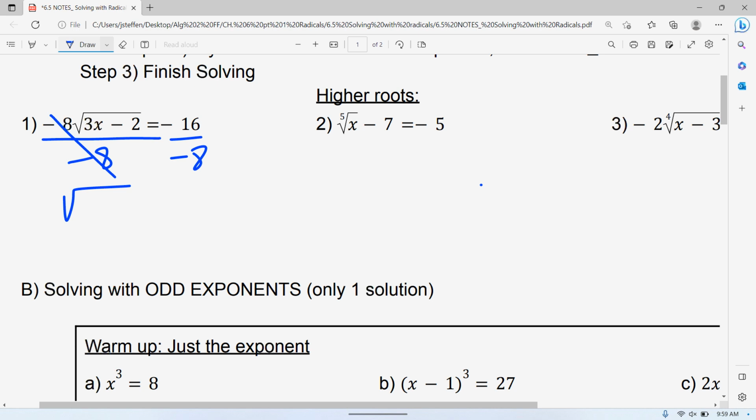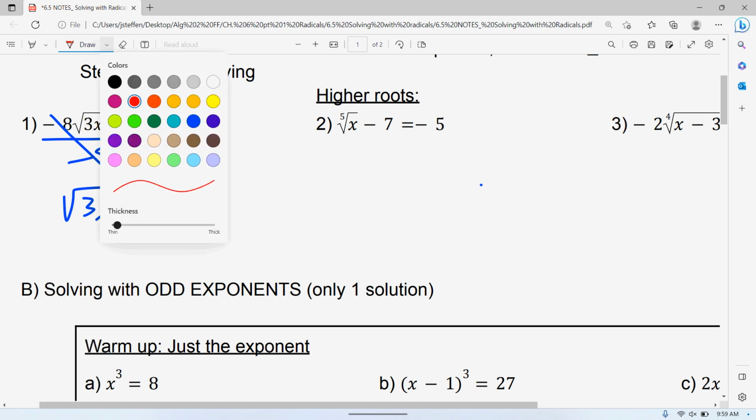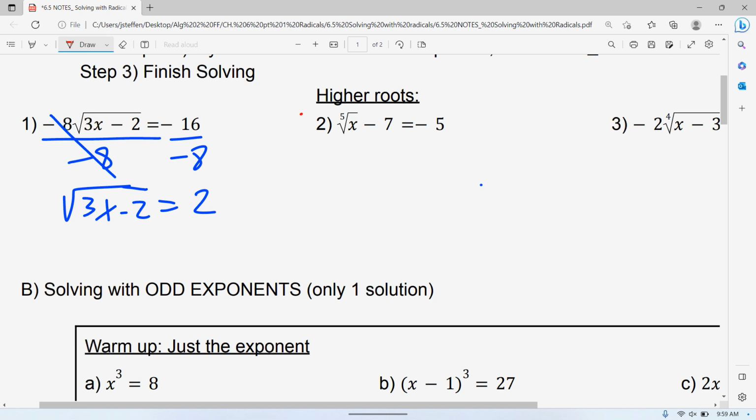The square root of 3x minus 2 is equal to negative 8 divided by negative 8 is positive 2. By itself, to cancel out that radical, we need an exponent. Remember, every time we have a radical, to cancel it, we need an exponent, and vice versa. If we have an exponent, to cancel that out, we need to do a radical. So it's taking both sides squared.